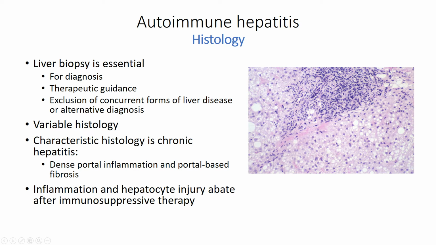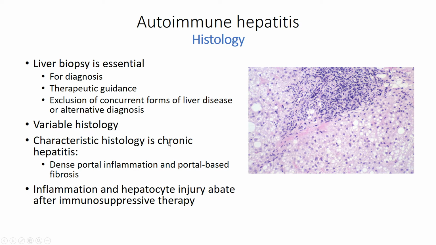This is a picture of a portal tract having the components of an autoimmune hepatitis, lymphoplasmacytic infiltrate and interface activity, but in the background you see fatty liver disease. So when we report this case, we say it's compatible with autoimmune hepatitis, but there is also an additional diagnosis, that is fatty liver disease. Right? So this is just an example of why biopsy is essential in making a diagnosis of autoimmune hepatitis.